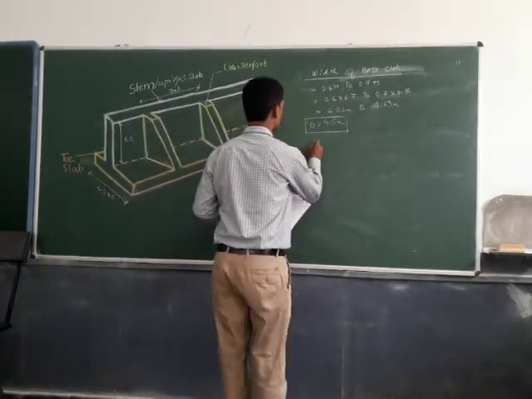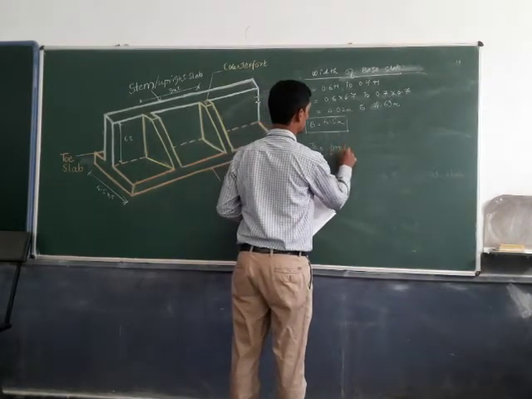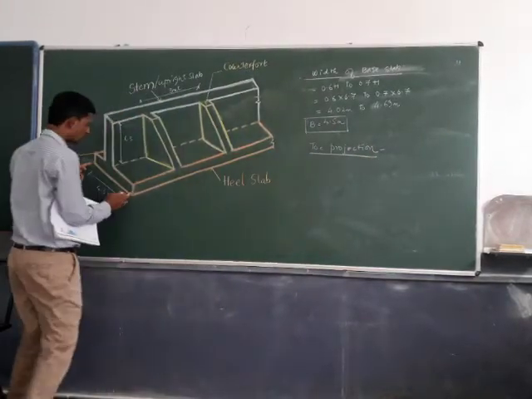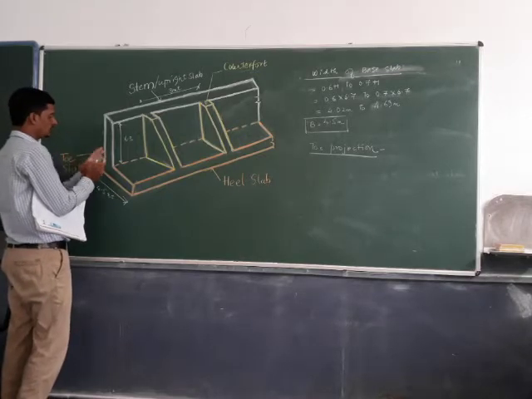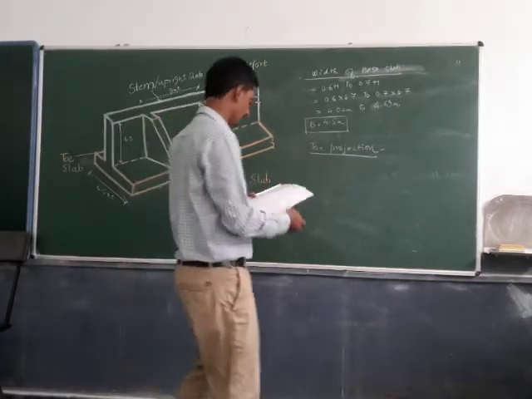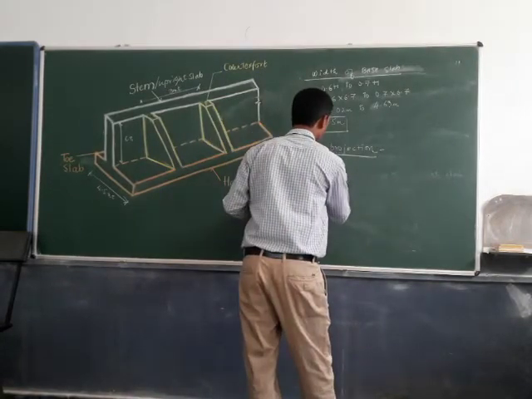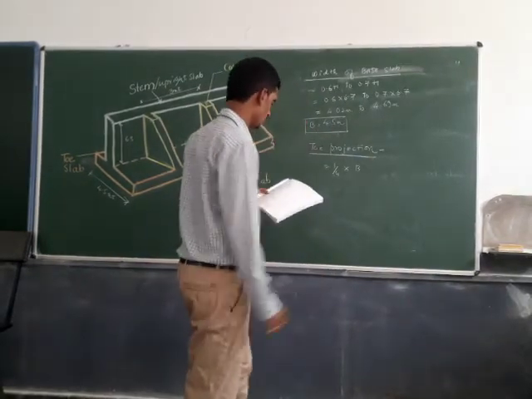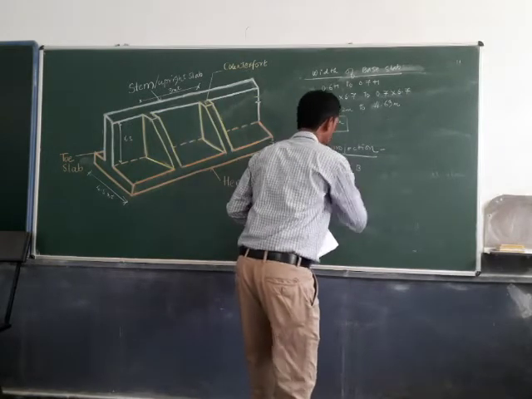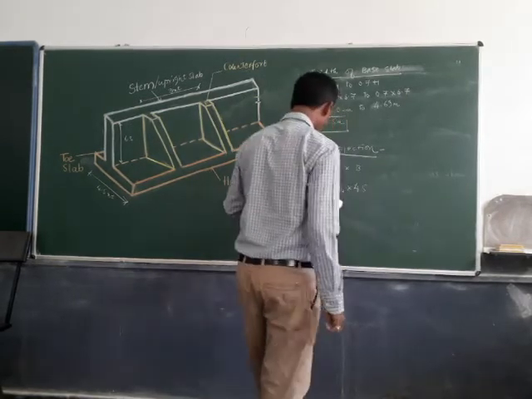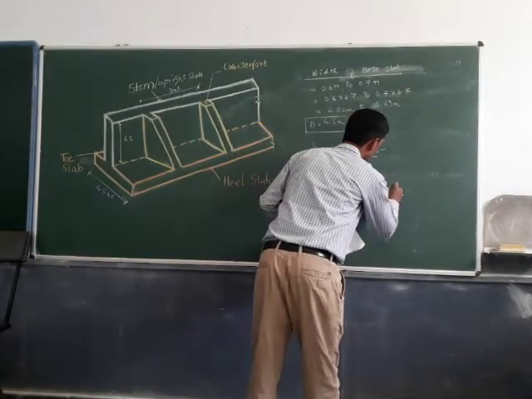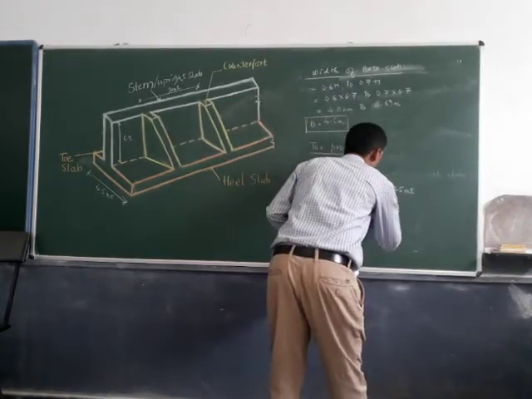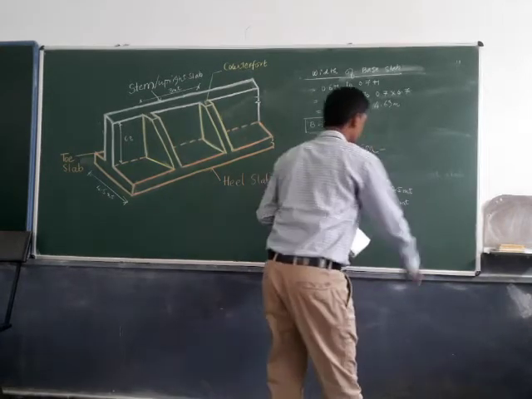Now next is top projection. What should be the top projection? Because the total width is 4.5 meter, what should be the top projection beyond the upright slab or step? It is considered as 1/4 of B, 1/4 of the width of base slab. So it is 1/4 of 4.5, we get 1.125. I'll round up to 1.15 meter.